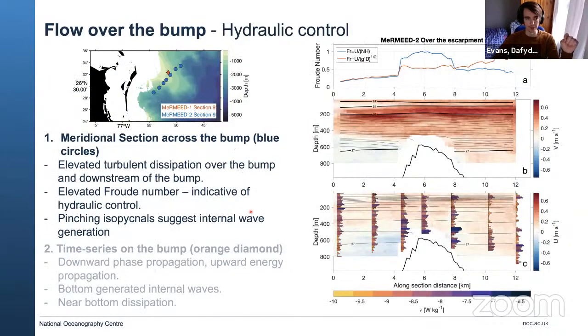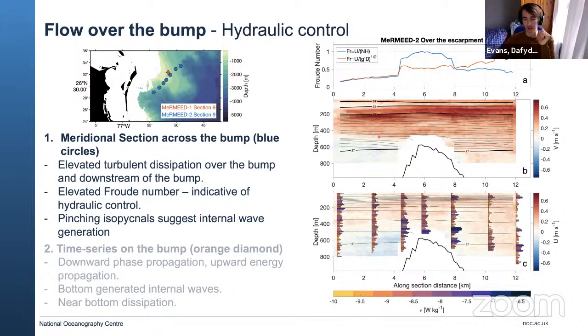So I'll just go into some detail about each of these different sections that we saw in each of these different regions. In terms of the flow over this bump, we had a section running northeast to southwest over the bump, parallel to the direction of the flow. And we also had a time series at a fixed location near the mooring shown in Louis Clement's paper. In the section running over the bump, these blue circles show elevated turbulent dissipation from the VMP immediately over the bump and in these peaks downstream of the bump. And you can see as well there are vertical excursions in the isopycnals in this region, suggestive of hydraulic control, and also suggestive of internal wave generation.